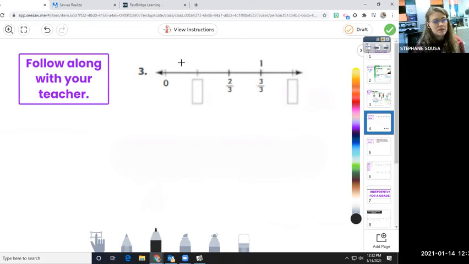Let's count how many spaces or pieces there are. 1, 2, 3. Look, that matches my denominator. 3 tells me I'm working with thirds. So I have 0, blank, 2/3, 3/3, blank. Well, let's figure out what's missing. 0, 1. 1 comes after 0. So 0/3, 1/3, 2/3, 3/3.